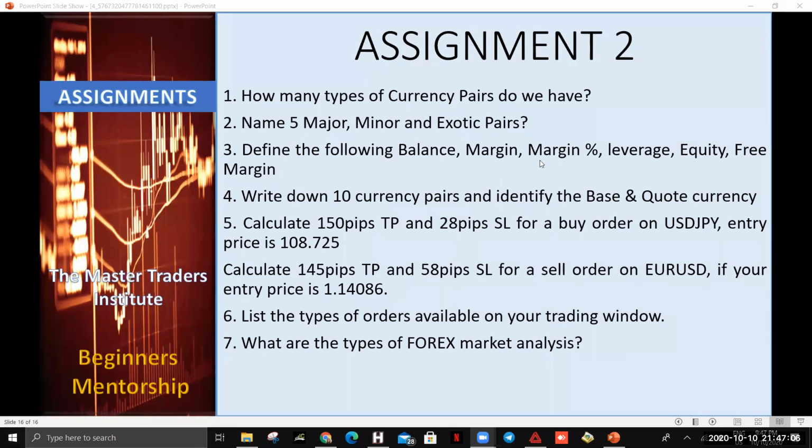Define the following: balance. I think you did this yesterday, so you can leave it. Write down 10 currency pairs and identify the base and the quote currency. Calculate 150 pips TP and 28 pips stop loss for a buy order on EURUSD. Entry price 1.08725. The same number 5 will be calculated: 145 pips TP and 58 pips stop loss for a sell order on EURUSD if your entry price is 1.14086.